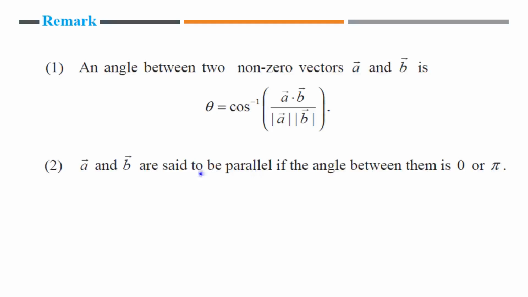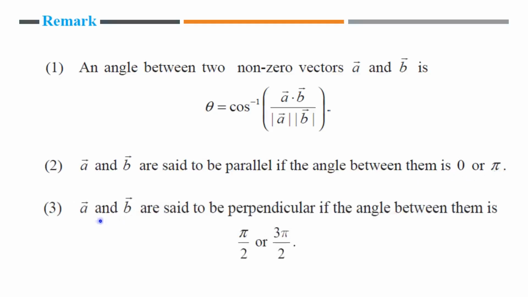The second point is a vector and b vector are said to be parallel. These two vectors are parallel if the angle between them is 0 or pi, that is, 0 or 180 degree. That is represented here. The third one is a vector and b vector are said to be perpendicular. Perpendicular means the angle between the two vectors is 90 degree or 270 degree, that is represented as pi by 2 or 3 into pi by 2.